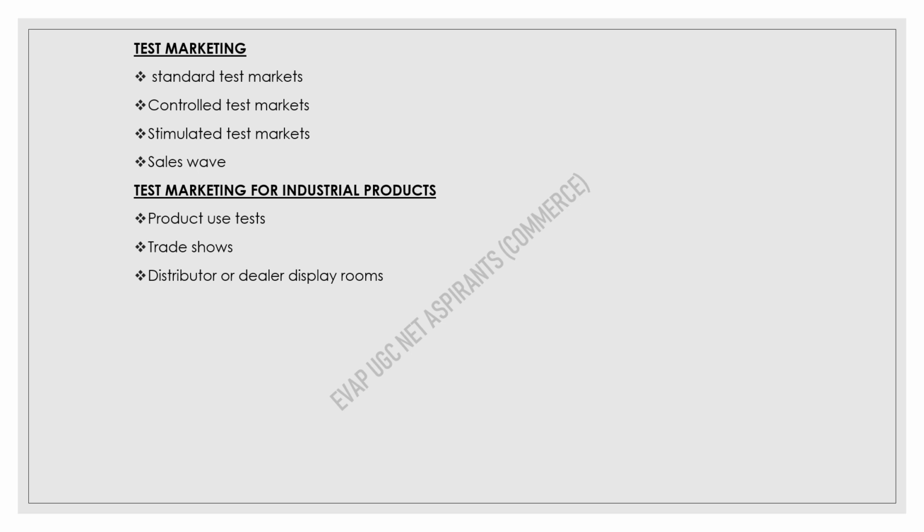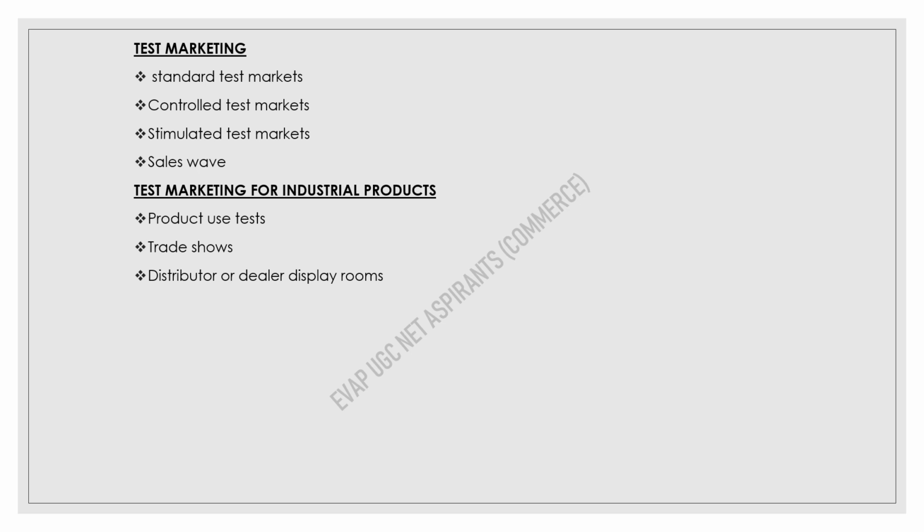So first is standard market tests. It means it is a representative test. That is, a company chooses a small area to test a product and then if it satisfies the condition, it extends it to the other areas. That is called standard test markets.